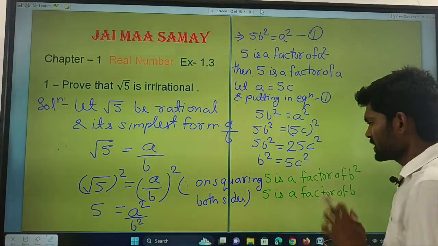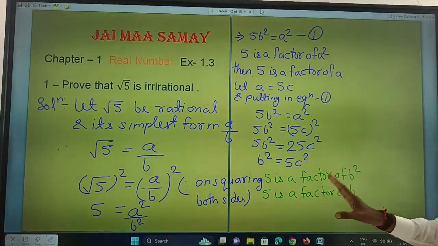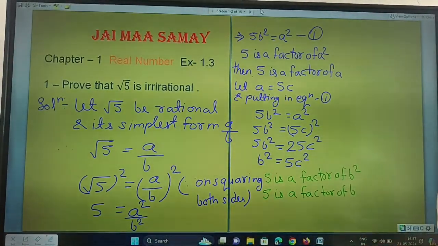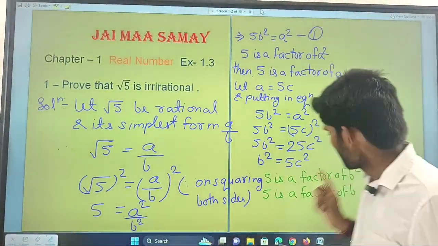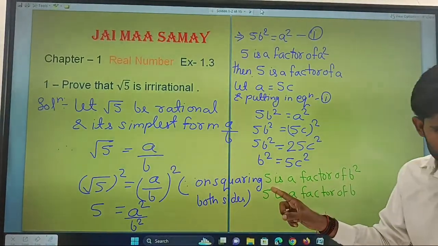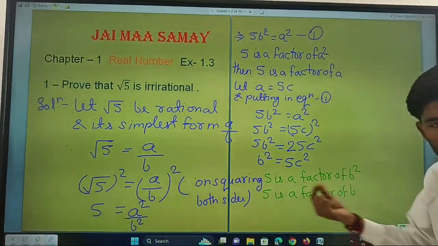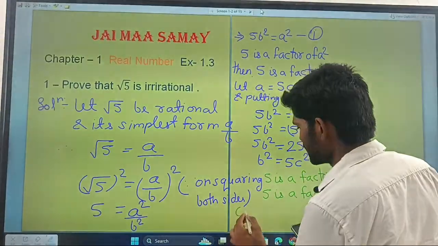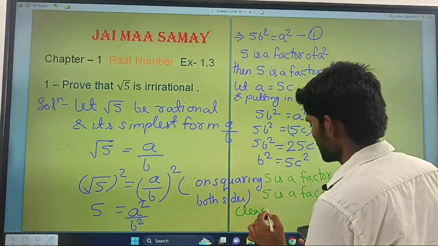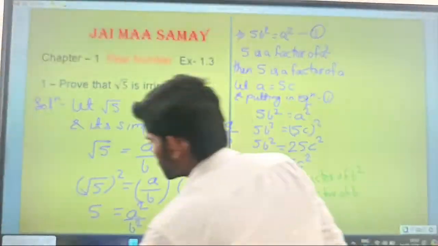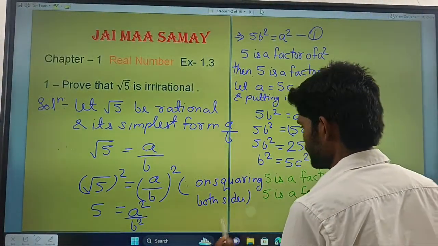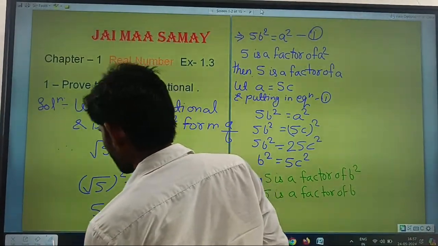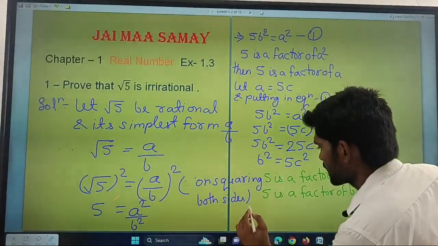Okay. Here, understand the example. If 5 is a divisor of B square, then it is a divisor of B also. Here 10, 10 square is 100, 100 is divisible by 5, then 10 is also divisible by 5. Clearly. Now note down the statement clearly using a different color, yellow.